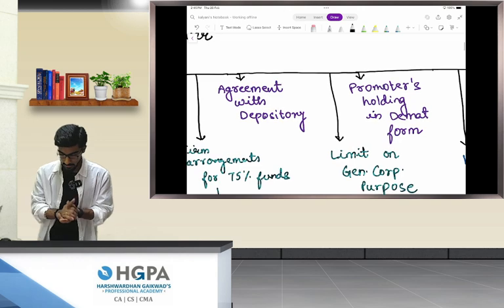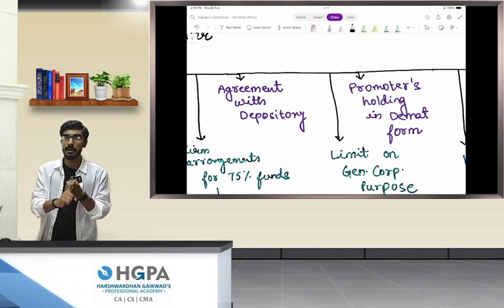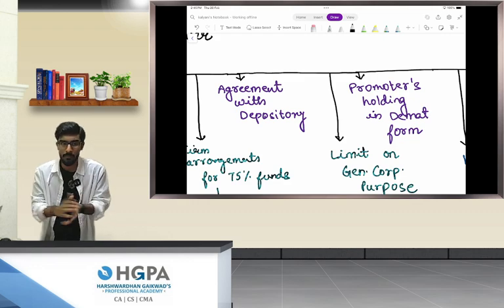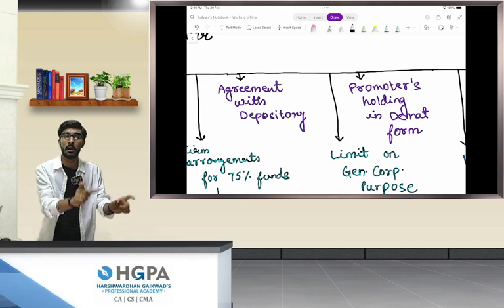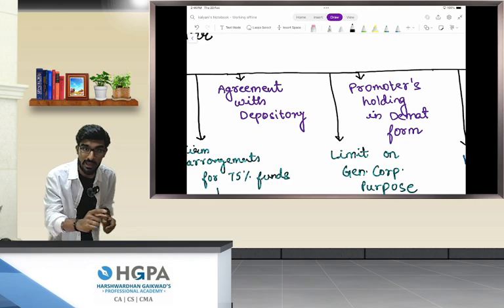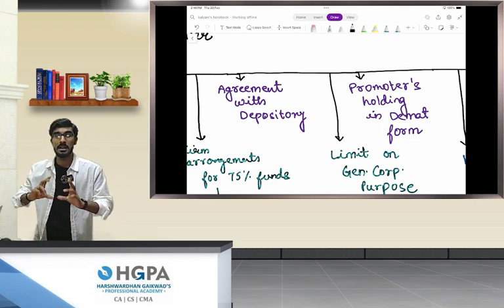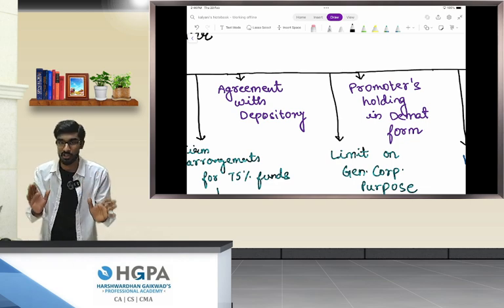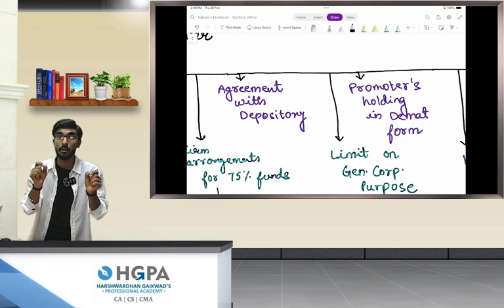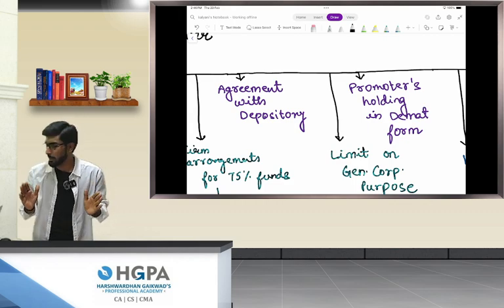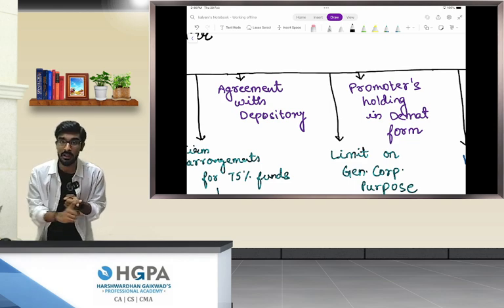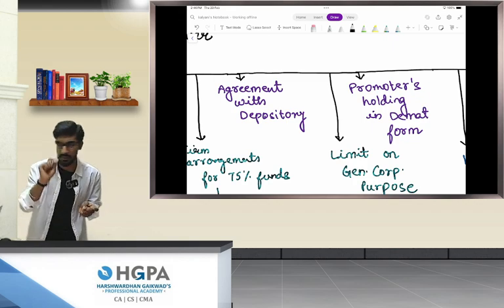Clear? Perfect. Next we will read the purple points. Okay, purple points. Number one, you have to make an agreement with the depository. If I am Lenskart, I want to go for an IPO. I want my shares to be listed on NSE and BSE. I will make an agreement with the depository so that my physical shares are converted into electronic shares. Okay, because electronic shares help you to deal with the shares in the easiest way possible. So the purple point says you have to make an agreement with the depository. Depository can be NSDL or CDSL.